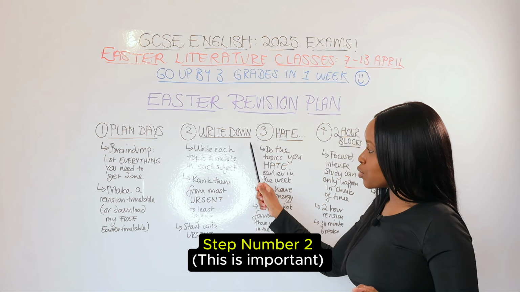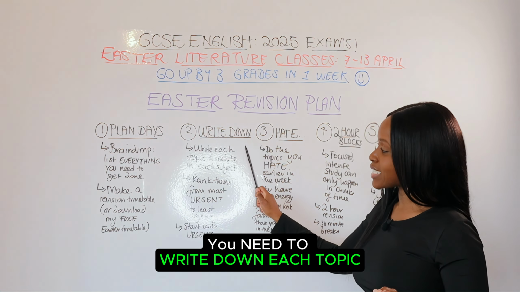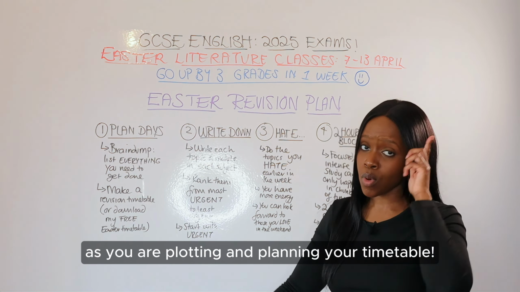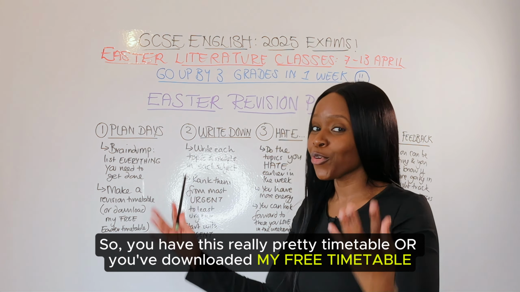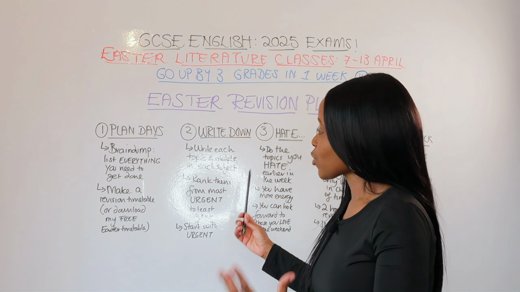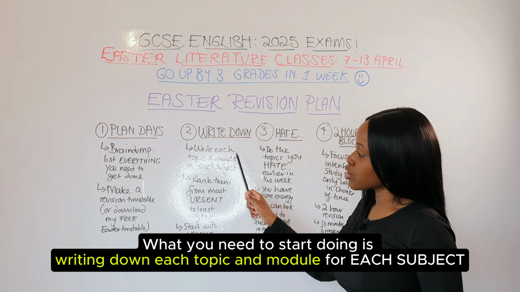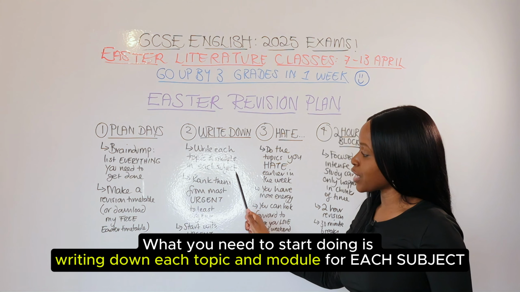Then step number 2, okay? This is important. You need to write down each topic as you are plotting and planning your timetable, right? So you have this really pretty timetable, or you've downloaded my free timetable. You've got that in front of you. What you need to start doing is writing down each topic and module for each subject.